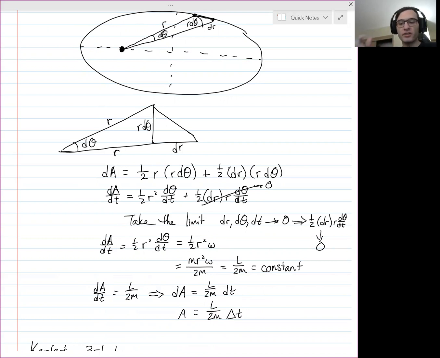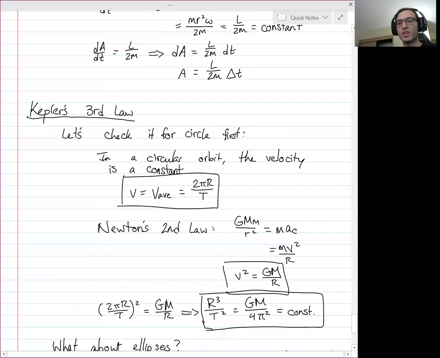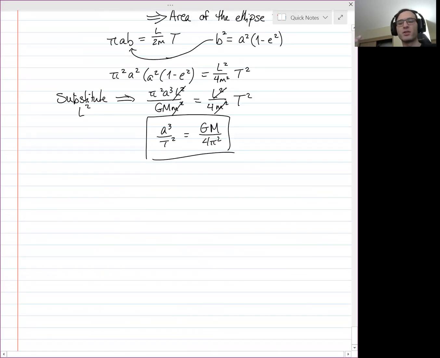So all we need here is that you have a central force, i.e. that angular momentum's conserved. So the takeaway here is the second law is a little bit more fundamental. It's less specific to gravity than the first and third laws are. It's just a little tidbit that I thought might be useful for you guys to know.